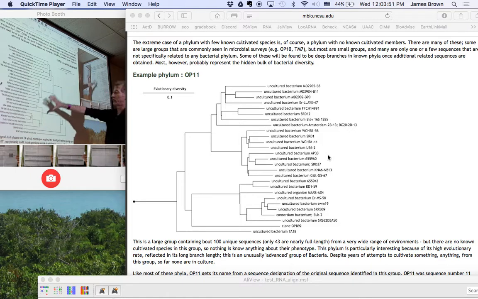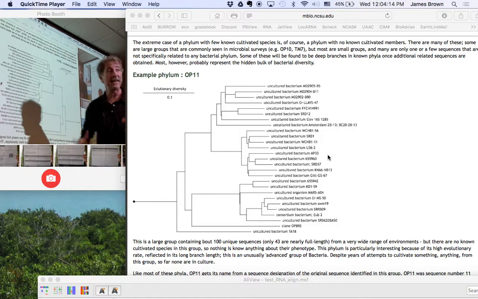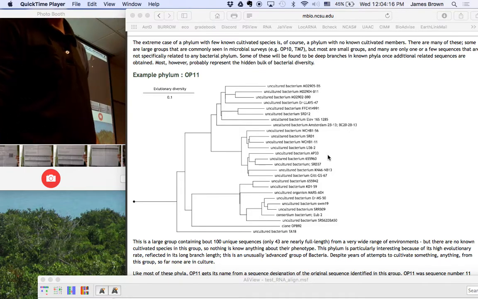OP11 is one such group. This shows up all the time in environmental samples, members of this group. In some cases, 10 or 20% of the ribosomal sequences in a soil sample can be in this group. And to this day, not one of these organisms has been cultivated. And so they need something, but we don't know what.